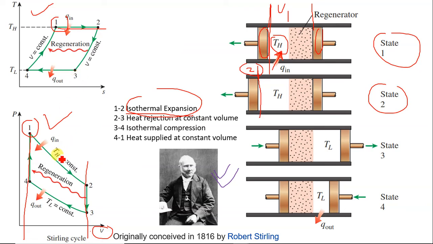Now if you consider the second process, understand it is a critical process. Second process is heat rejection at constant volume. Where is this heat rejected? It is rejected to this regenerator. Remember that. It is not rejected outside. So this is the volume.